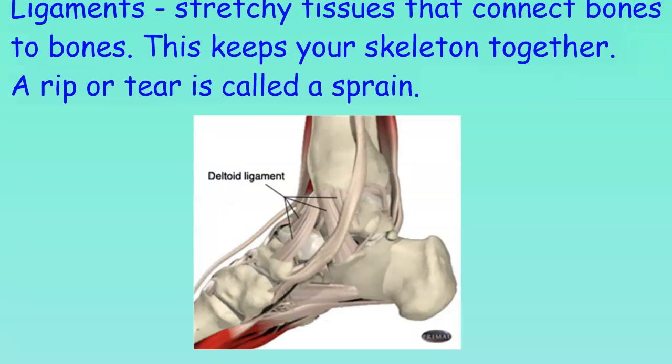Let's start with ligament. Ligaments are stretchy tissues that connect your skeleton. In other words, attaching bones to other bones. This is what keeps your skeleton together. Rips or tears in your ligaments are called sprains. So if you've ever sprained an ankle or any others of your joints, that's what happened. These stretchy but tough connective tissues were pulled too far in one direction and possibly ripped.